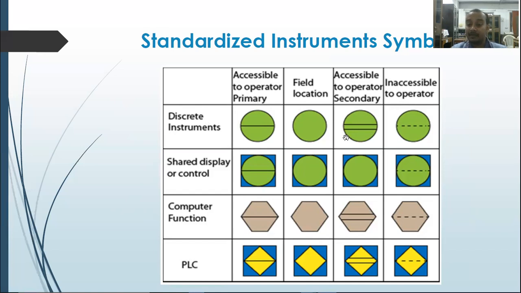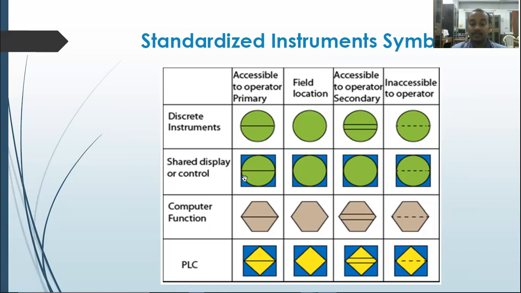If it is operated by the secondary master or secondary operator also, then two lines need to be drawn at the circle. And if it is inaccessible to the operator, that means it is accessible only to the engineering station, then it will be dotted in the middle. In this way, you get the information for the shared display or control. So the control unit, if it is associated with the display, then all the above symbols will be there.